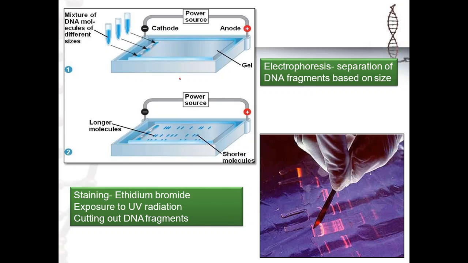Sorry pala. So kanina, ang anode pala is the positive side, cathode is the negative side. Sige, source power. Ito yun, no? Ito yun na ang sinabi kanina that the DNA is attracted to the anode or the positive side. So electrophoresis, separation of DNA fragments based on size.